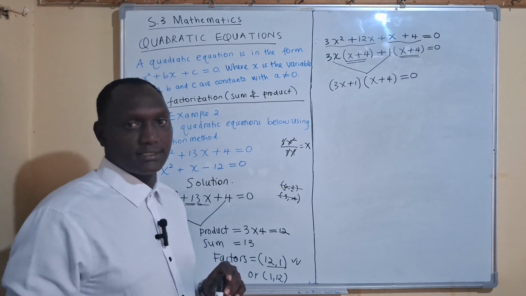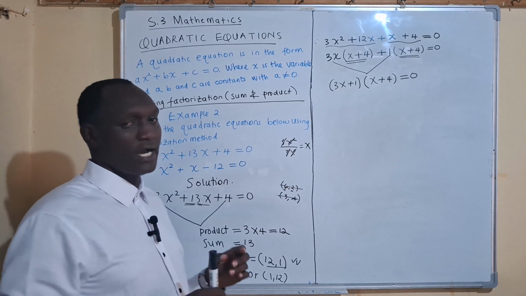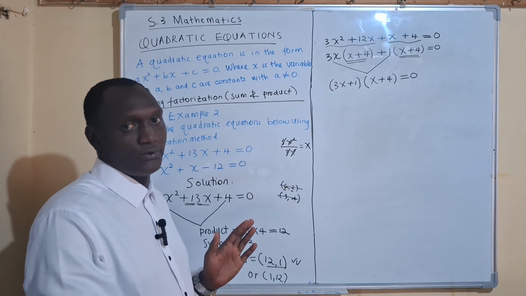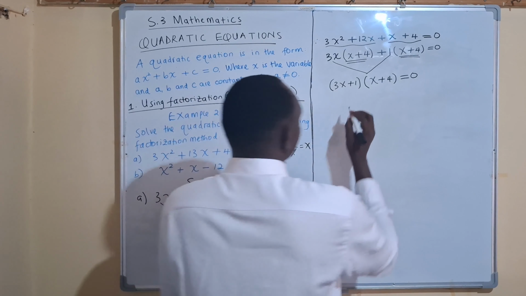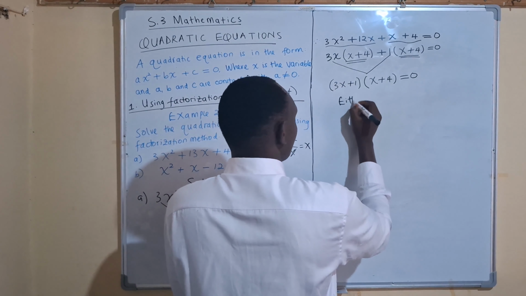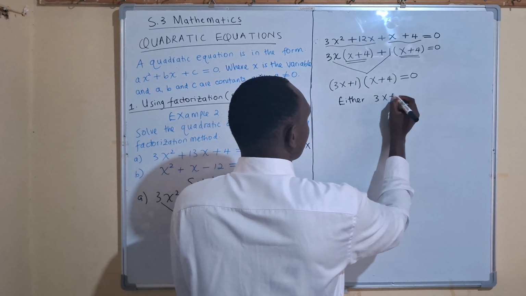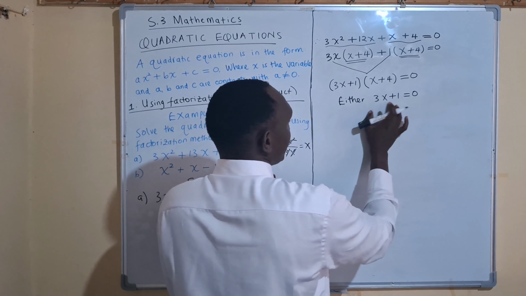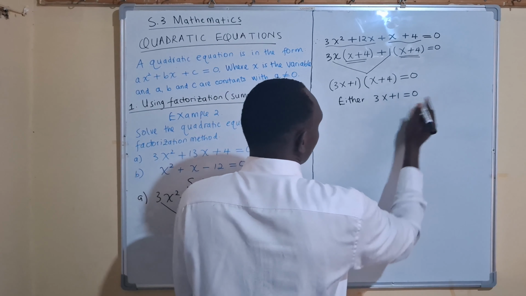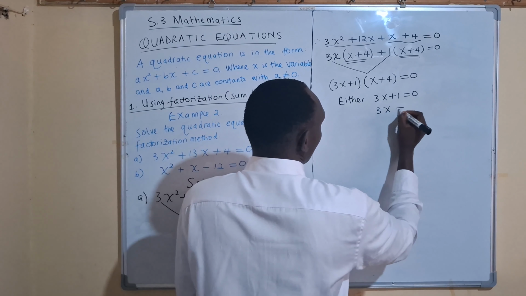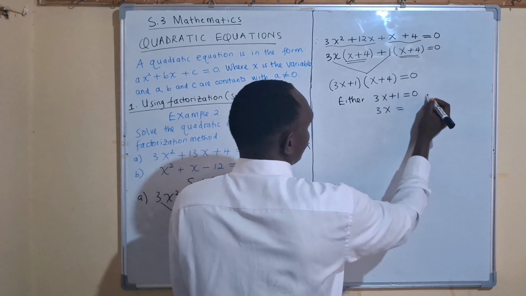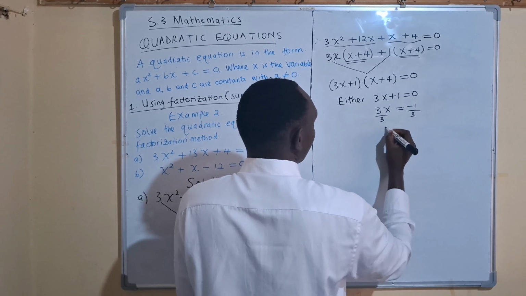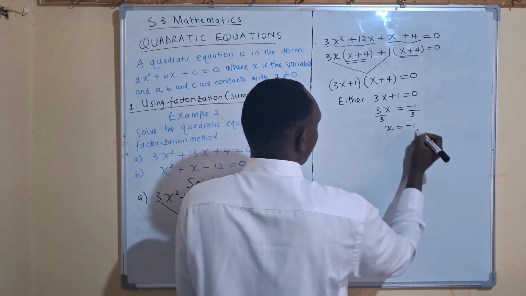In mathematics, if you have a product of terms on one side and they equate to 0, it means that either of the terms is 0. So either 3x plus 1 equals 0, and then you look for the value of x. This is now a linear equation. We take 1 to the other side to give 3x equals 0 minus 1, which gives negative 1. Then divide both sides by 3.